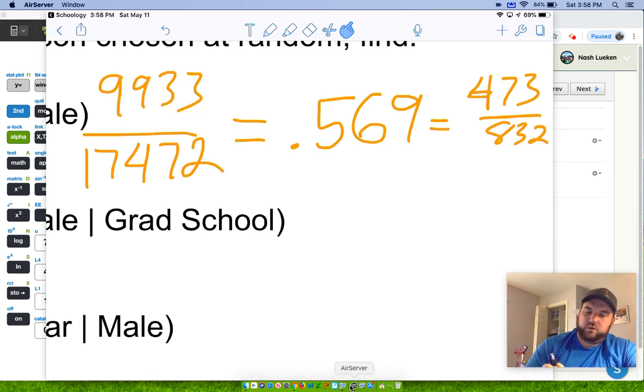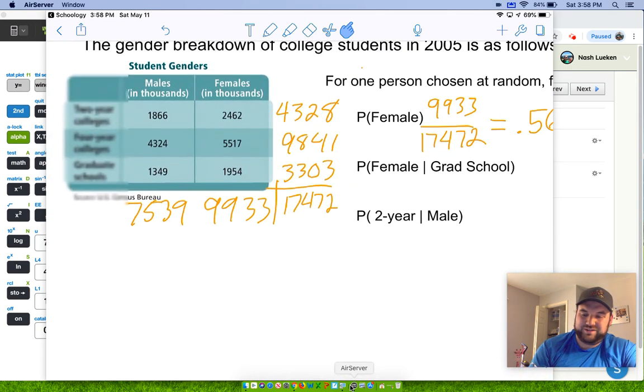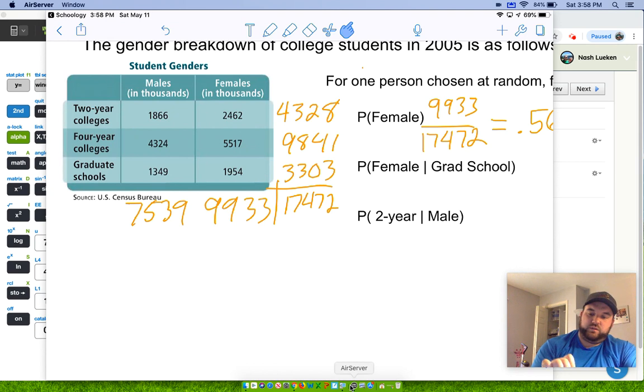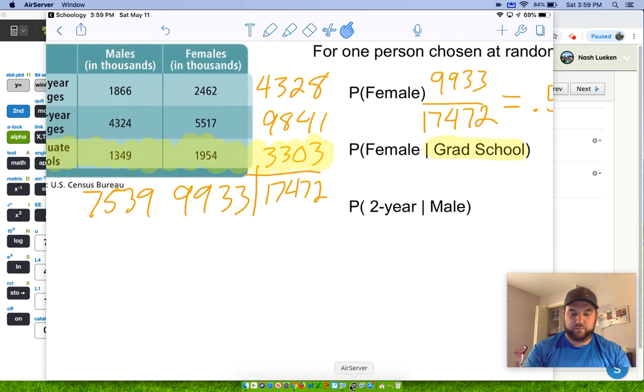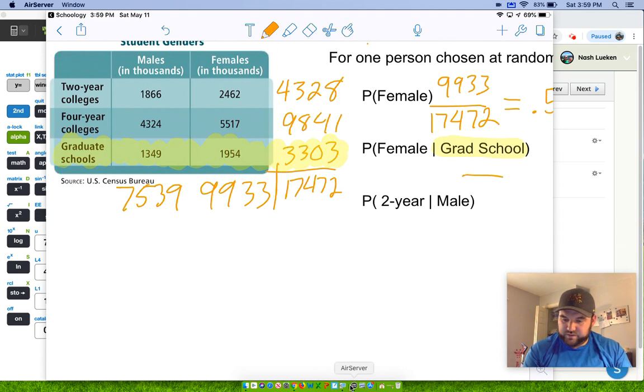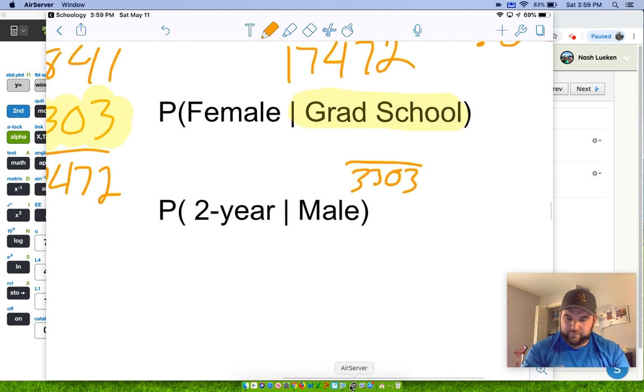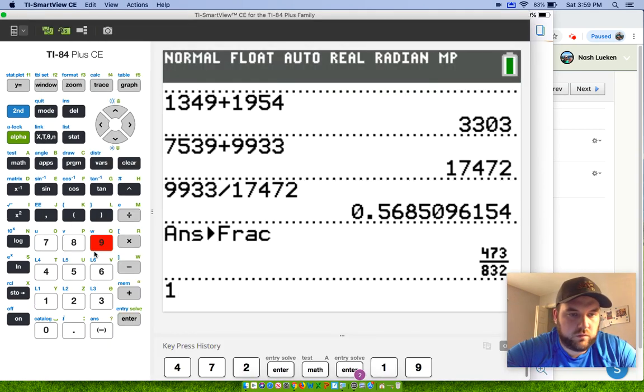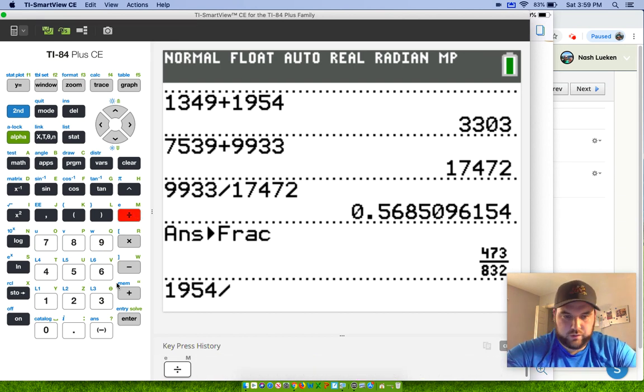Next question is, what is the probability that I choose a female student given that they are in grad school? This is why we did all that work to total everything up. The given event is they are in grad school, which means I am only talking about this group of people. I'm not talking about every college student. I'm just focused on the grad school people. So my sample space now is 3,303. Of those 3,303, how many are female? That's where the 1954 comes in. So 1954 out of 3,303.